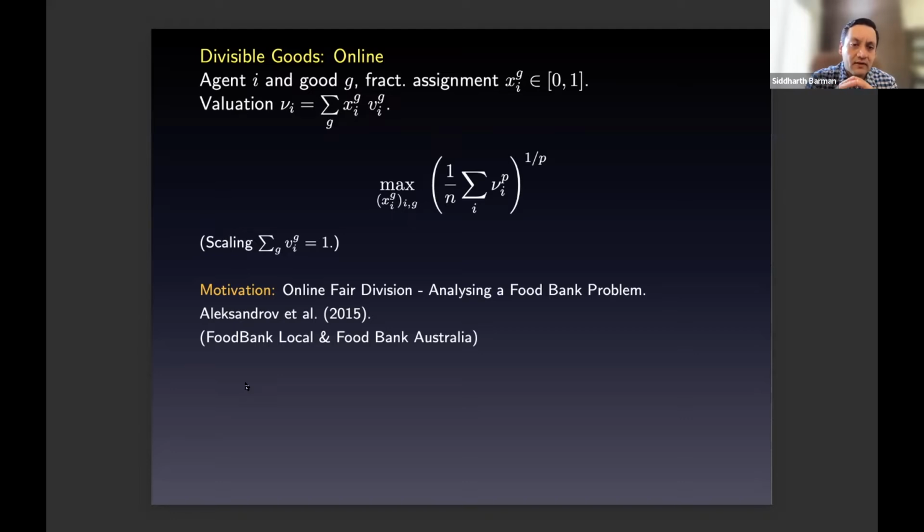So every day, when the food arrives, it's only then, and only on that day, that you know what the values are. Different soup kitchens report their value, which you can think of as the demand they have on that day. So food is a divisible resource. This is indeed an online problem.